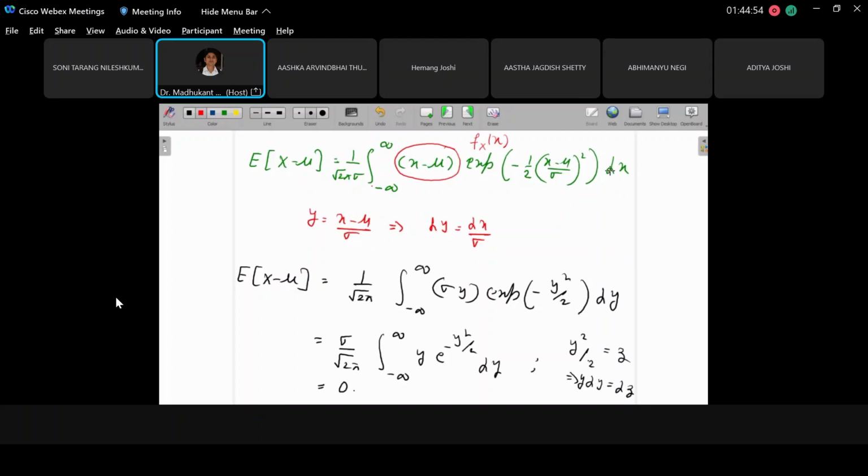Now dx should also be replaced. dx is sigma times dy, or dy is dx by sigma. So this sigma can be taken here, and dx by sigma can be replaced by dy. Now x minus mu by sigma is y, so this is e to the power minus y square by 2. Now x minus mu, from here, is sigma y. So this is sigma y, and the sigma is already adjusted here. dx by sigma is dy, with 1 upon root 2 pi.